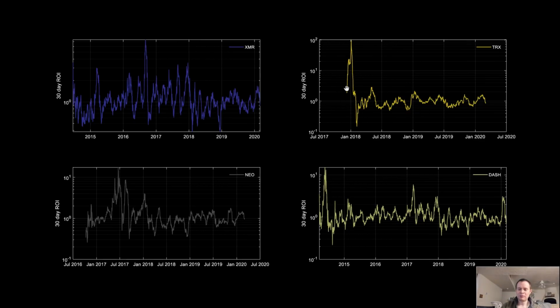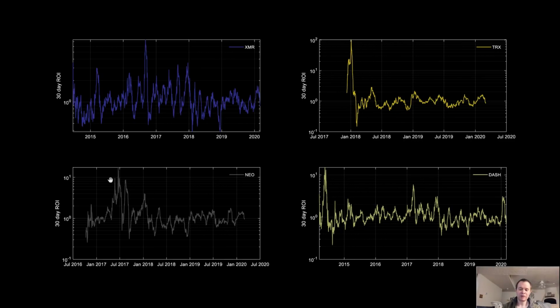Tron, I'm sure many people remember the massive move it had at the end of 2017, and like XRP and Cardano, it's more or less been fairly humdrum since then, with 30-day returns typically peaking at around 2x and not really going above that. NEO also saw a really good 2017, with an amazing return in the middle of that year. So that's slightly different than some other coins. It's important to identify that there's not just an altcoin season. I think that's kind of a myth.